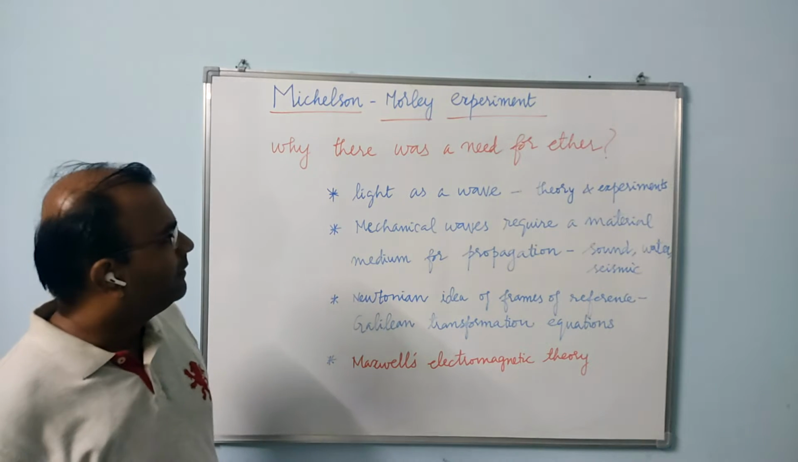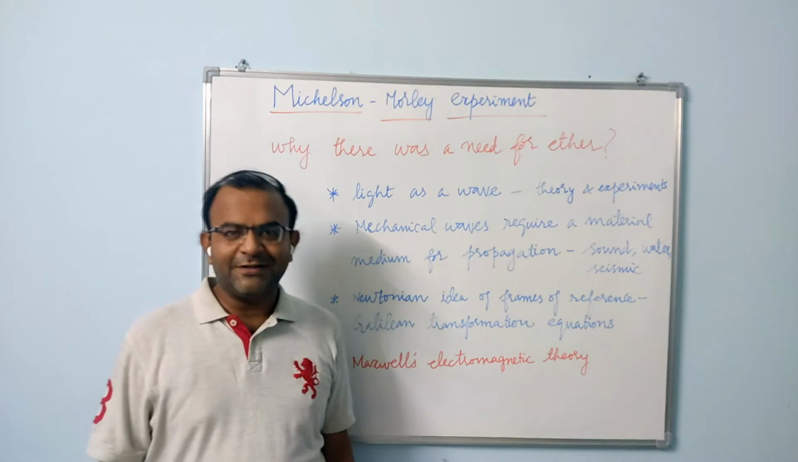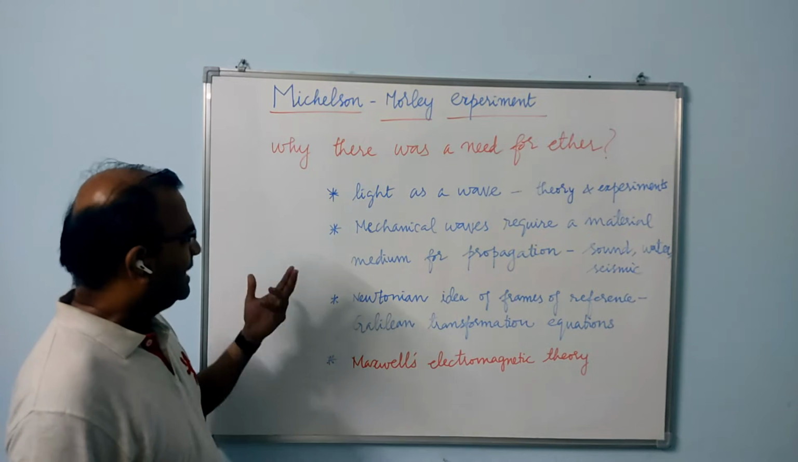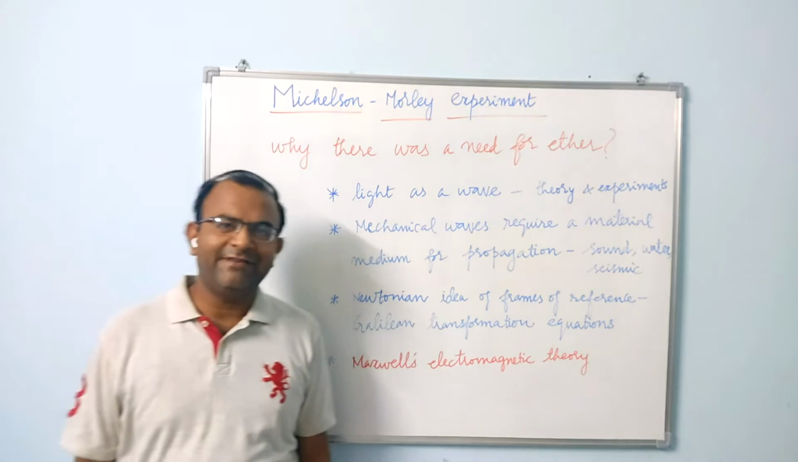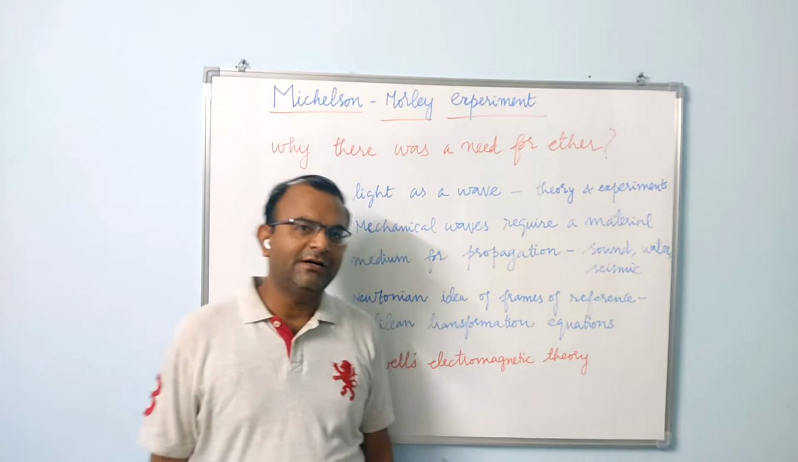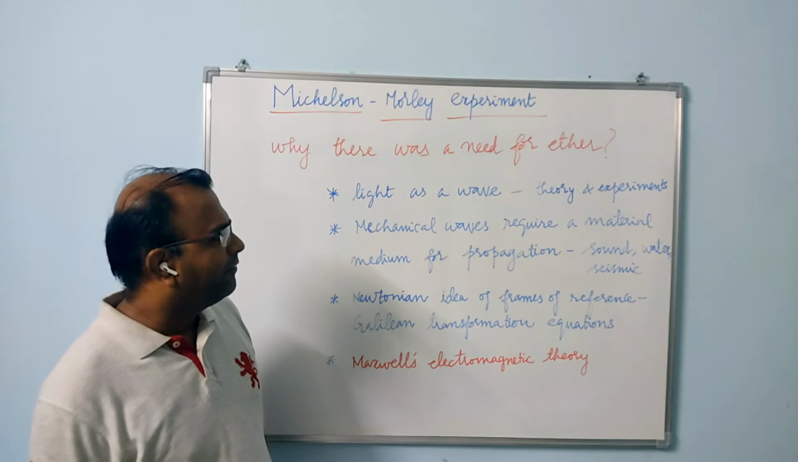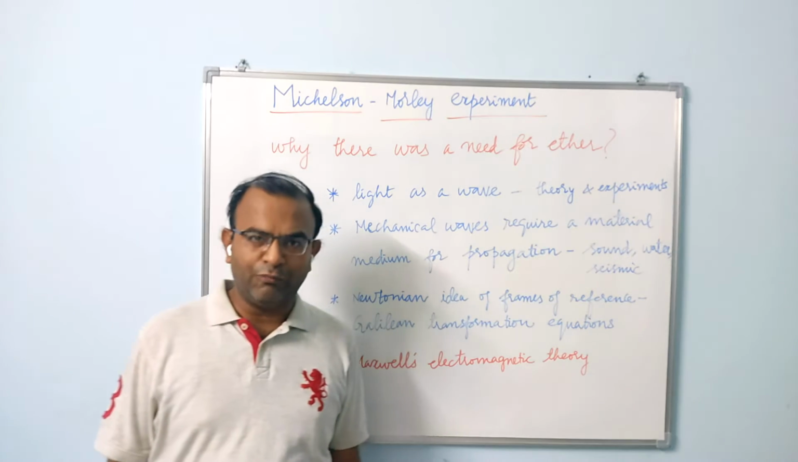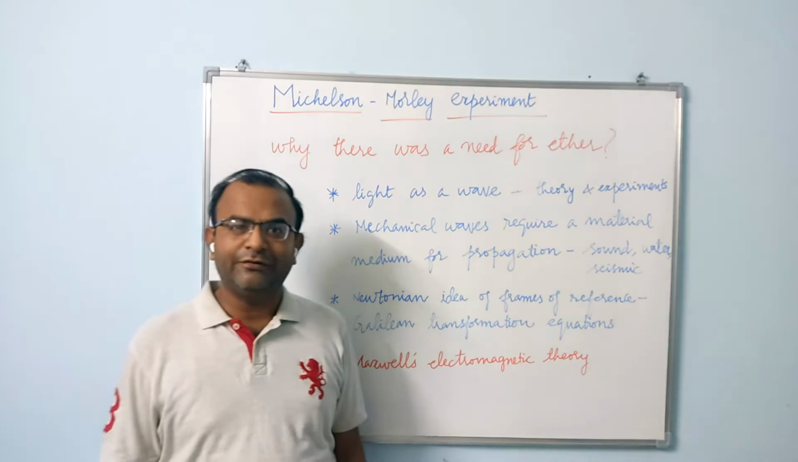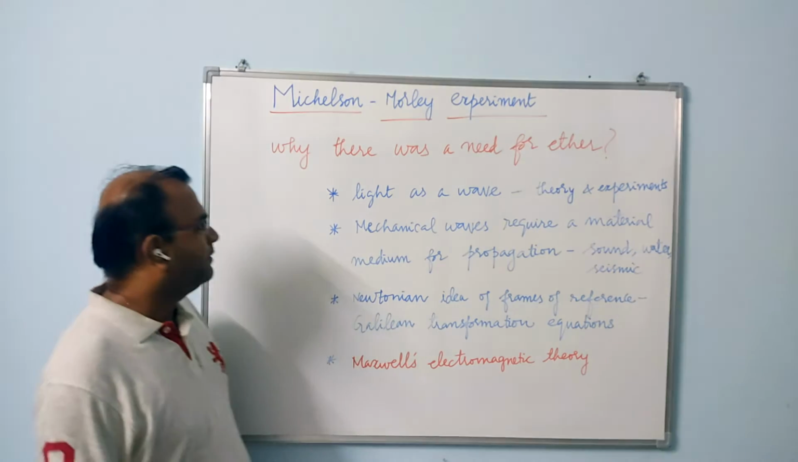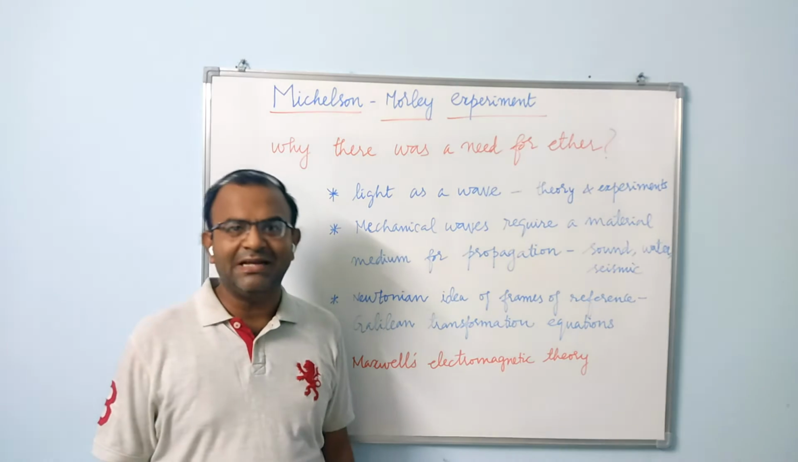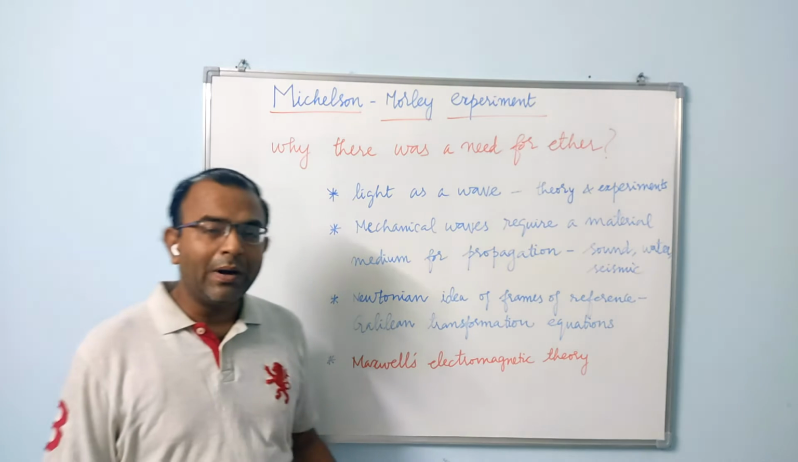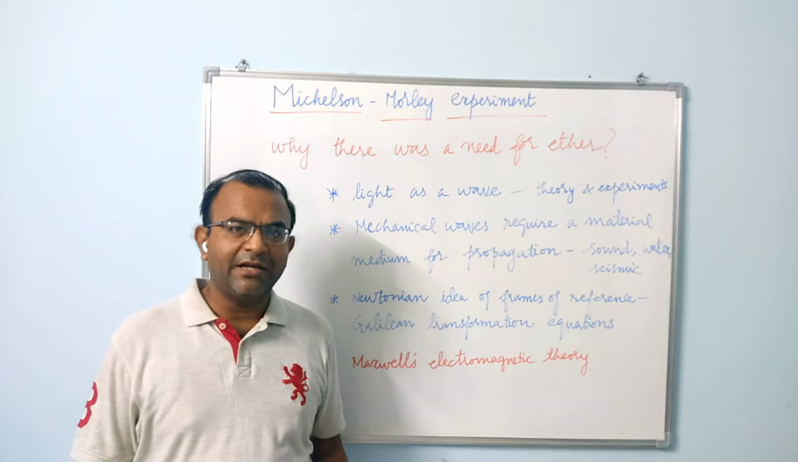Let us discuss the need for ether. There are several reasons why scientists of the day pursued the idea of ether very seriously. For example, first, the idea of light as a wave had been firmly established after the wave theory of light, and several experiments had been performed to prove different properties of light waves. So light as a wave had been firmly established by then. Now waves require a material medium for propagation. That was the idea that existed there.